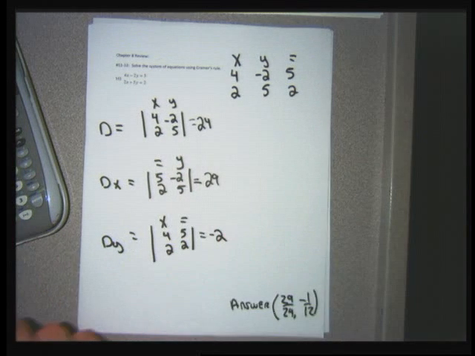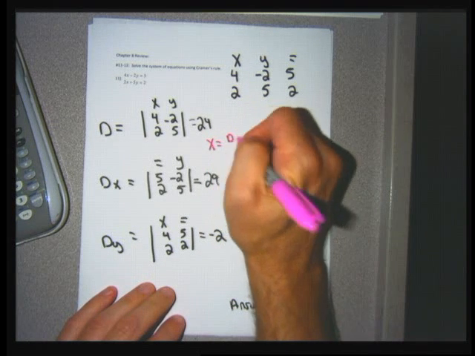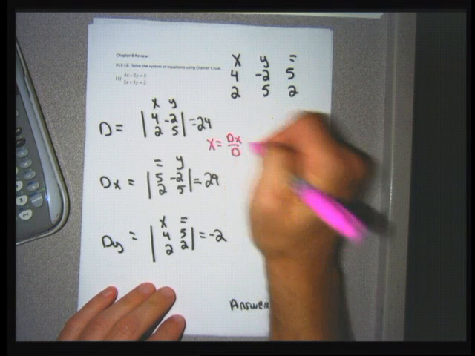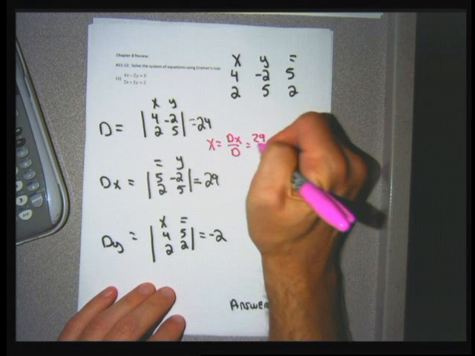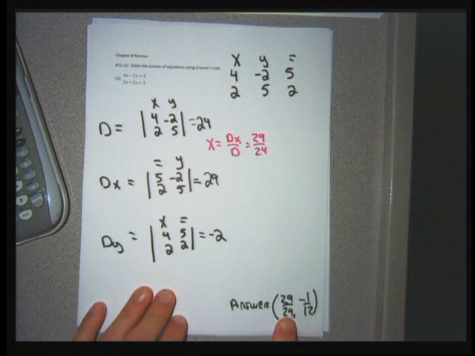So now that I set up my determinants, I calculated each. I know that x is the D sub x determinant over the D determinant. The D sub x is 29, the D is 24. That's a fraction that doesn't reduce. There's my answer for x.